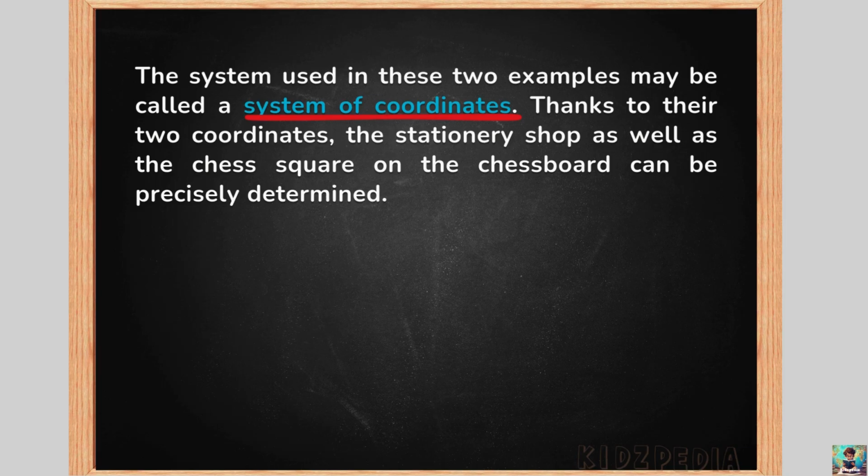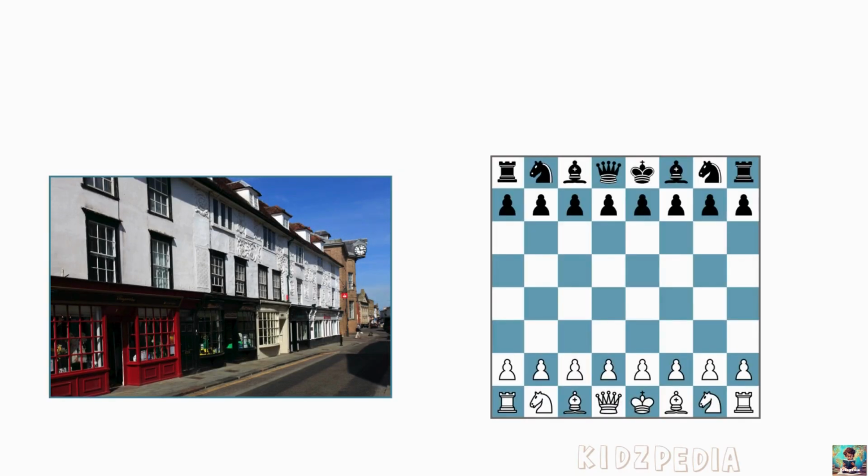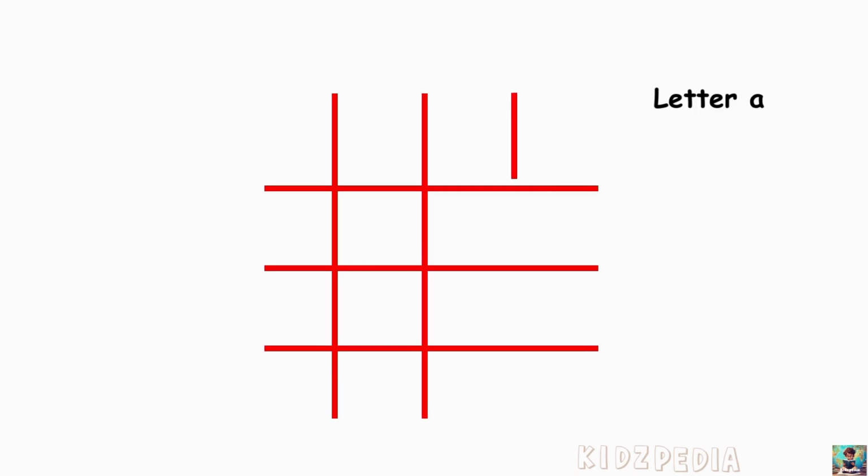The method we use to locate the stationary shop in the market is similar to how we identified the squares on the chessboard. Both use a system of coordinates because both places have 2 coordinates, like the row and the shop number, or the letter and number on the chessboard. You can find the exact spot easily. So thanks to these 2 coordinates, you can always say exactly where something is.